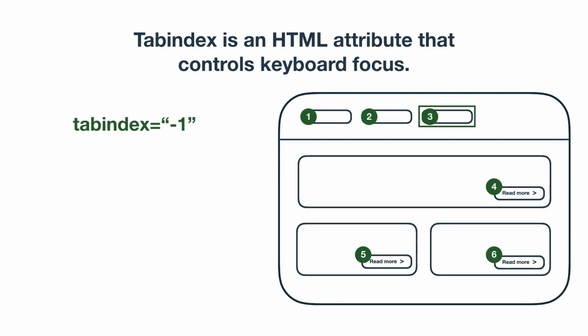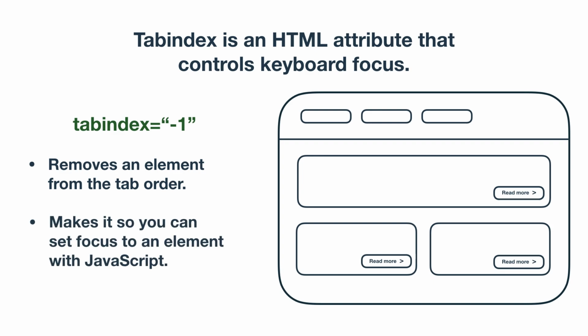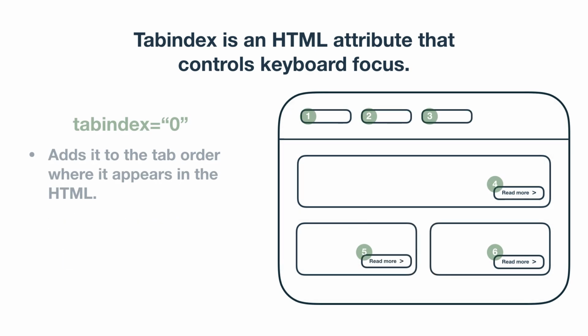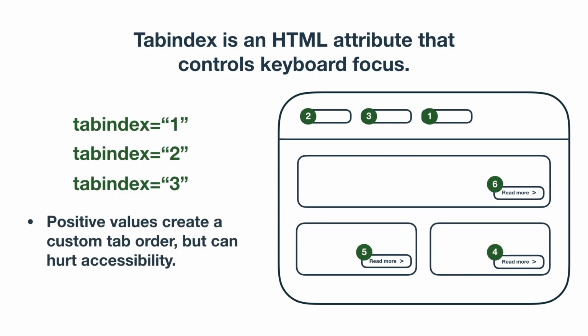Tabindex equals -1 removes an element from the tab order. It also makes it so you can set focus to an element with JavaScript. Tabindex equals 0 adds it to the tab order where it appears in the HTML. And positive values create a custom tab order but can hurt accessibility.